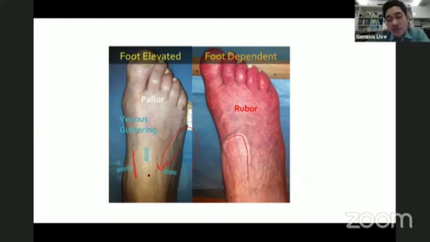I've seen a lot of students in the final prob asked about what do you mean by venous guttering. They could not say. This is venous guttering. This is why it is there. It's because the veins are not filled with blood, because the artery cannot supply enough blood. This is called venous guttering.